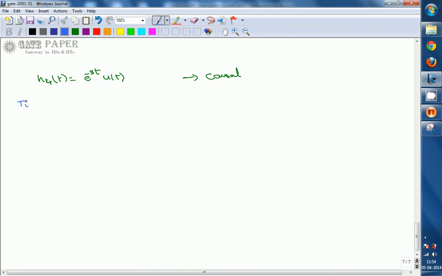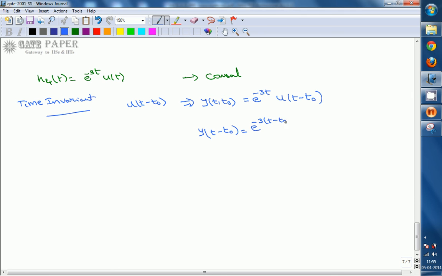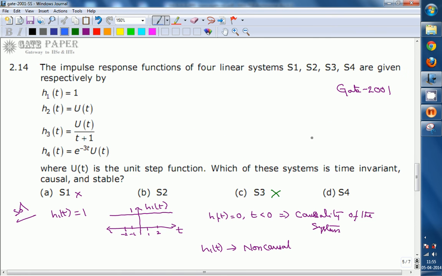Now we'll go for the time invariance property, whether it is time invariant or not. For the shifted input signal u of t minus t naught, the output is y of t comma t naught equals e power minus 3t into u of t minus t naught. The same amount of shift introduced in the output, replacing t with t minus t naught, gives y of t minus t naught equals e power minus 3 of t minus t naught into u of t minus t naught. Then y of t comma t naught is not equal to y of t minus t naught. Then the system is time variant. This is also not satisfying the time invariance property, so S4 is also not the correct answer.